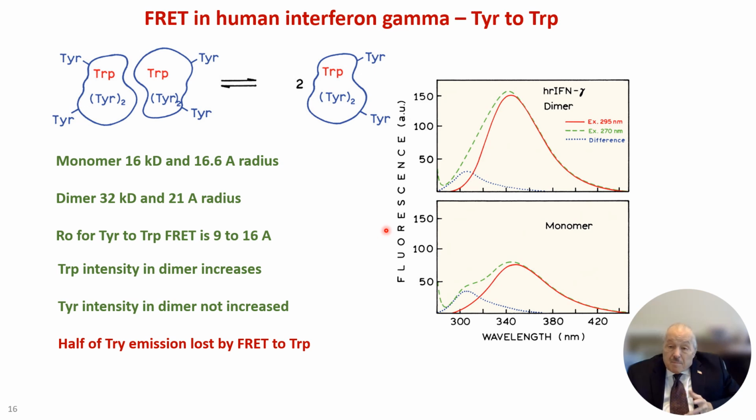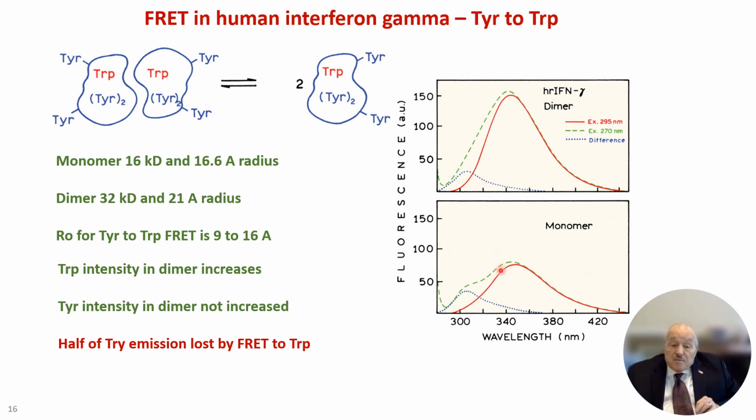So, you normally don't see much tyrosine emission from proteins. One of the reasons is it depends on where you excite it, of course. But another thing that happens is FRET does occur from tyrosine to tryptophan. And the FRET distances are not very different from the radii of these particular proteins, which are a human interferon.